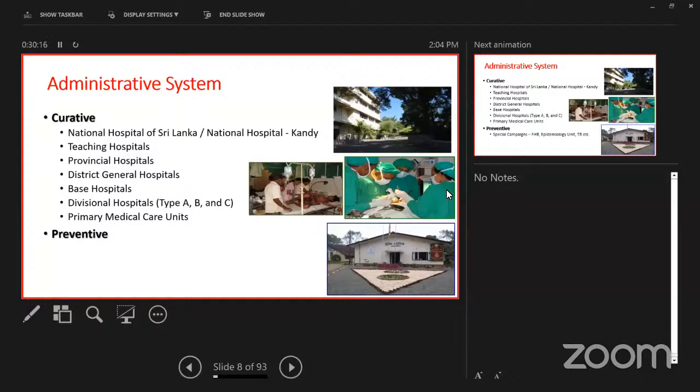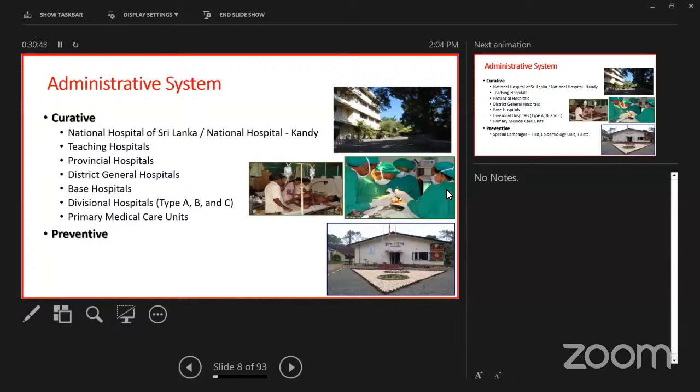For example, Matara, Hambantota, then in Kalutara, then for the Gampaha district, there are two district general hospitals, Negombo and Gampaha. Then for Puttalam district, Chilaw. Like that, there are district general hospitals in each of the districts in Sri Lanka.